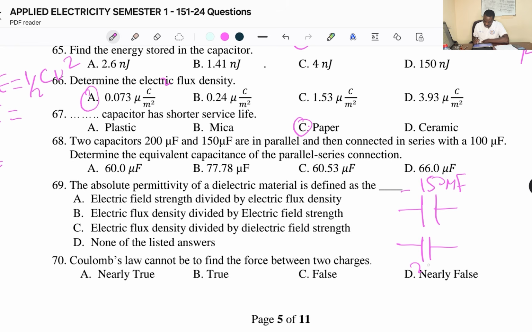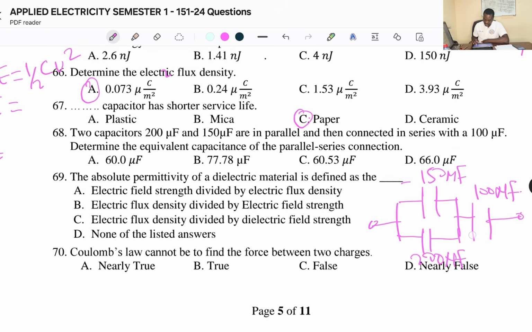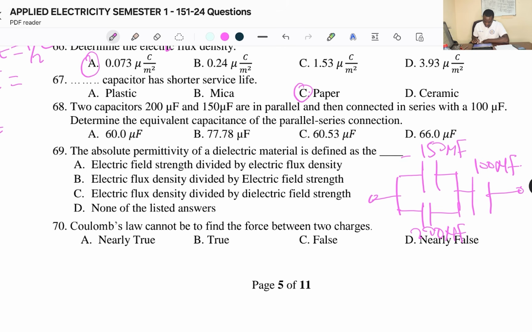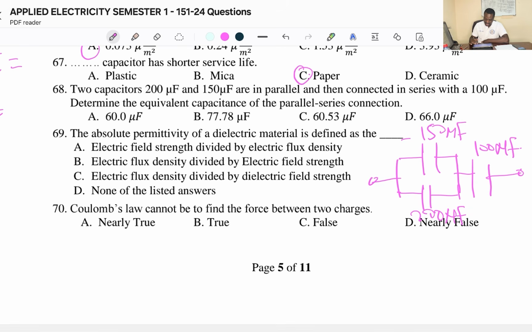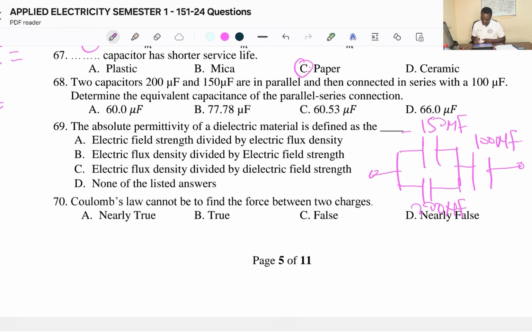So here is 200. After that, in series with what? 100, right? So bring the 100 microfarad here. We are interested in calculating the equivalent capacitance. Now, how do I do this? We know that if you have two capacitors connected in parallel, the equivalent capacitance for the two will just be the sum. So 150 plus 200 will be 350 microfarad.